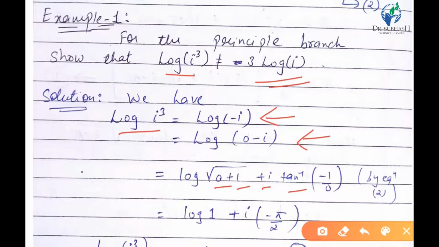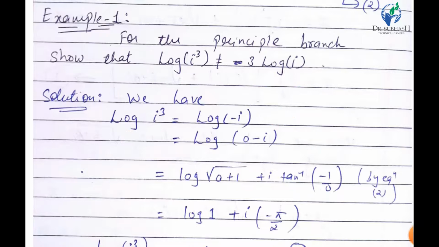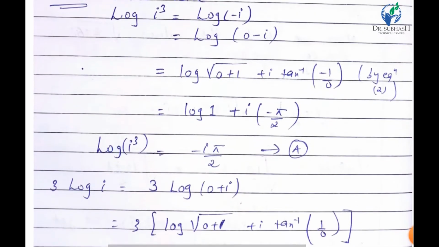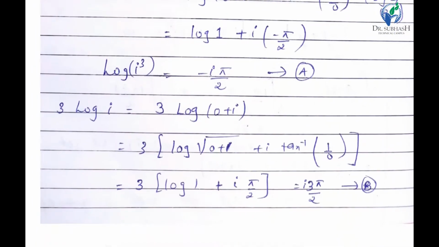So the next step will be log 1 plus I into minus pi by 2. The value of tan inverse minus infinity will get minus pi by 2. Okay. Now log 1 will become 0. So log of I cube is equal to minus I pi by 2. Name it as equation A.